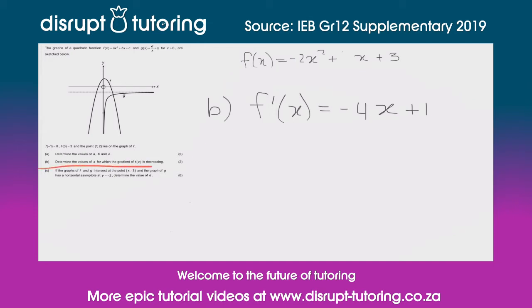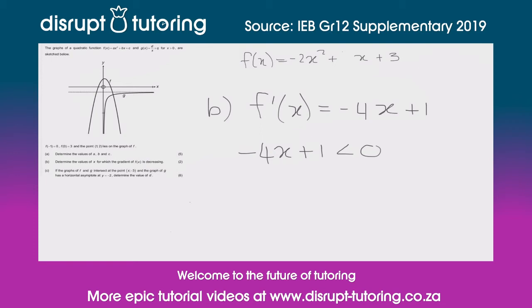Now, very specifically, they've said to us, determine the values of x for which the gradient is decreasing. So what do we know? We know that when the gradient, or when the derivative of the function, equals 0, that is the turning point. When it's greater than 0, it means the curve is sloping upwards. And when the gradient is negative, it's sloping downwards. So here we need to develop our own inequality of minus 4x plus 1, and that is going to be less than 0 because we know it's downward sloping, which is very important.